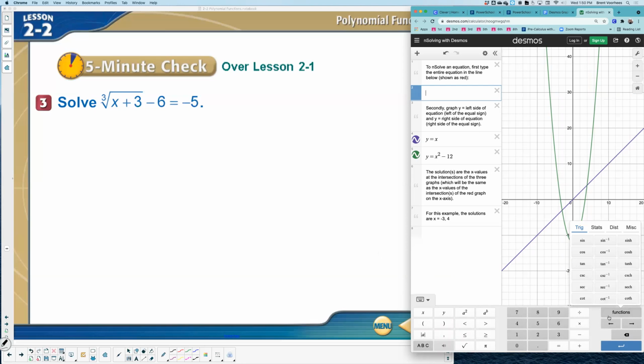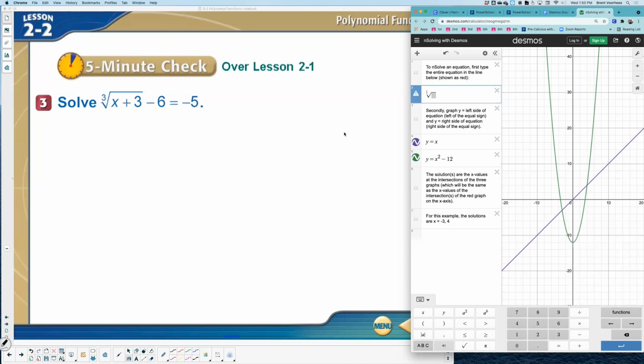Functions? Yeah. Now where? Miscellaneous, good. Now where? Yeah. So third root, x plus 3 minus 6 equals -5.